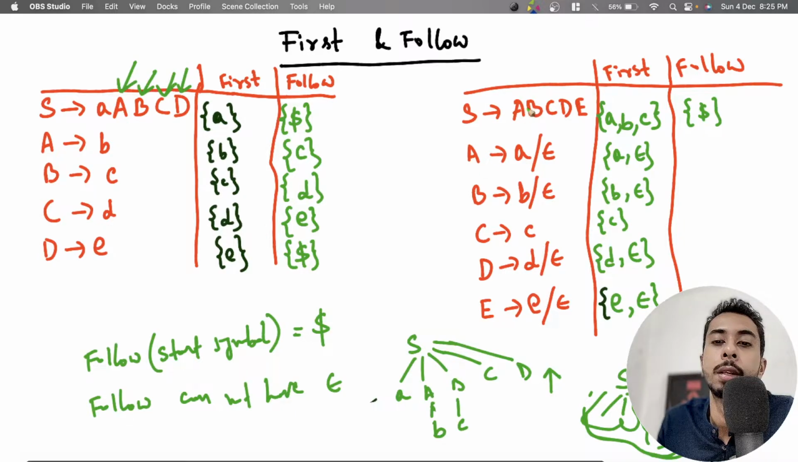Now go to the right hand side. A is present here. So follow of A is first of B. What is first of B? First of B is small b. Let's write small b here. Now first of B can be epsilon also. That means it can be deleted. If it is deleted, what will A be followed by? A will be followed by C. So first of C. What is first of C? It is small c. Can it be made null? No, because C is deriving only C.